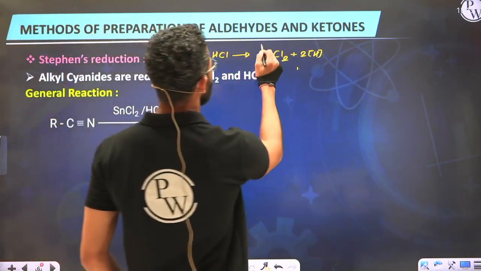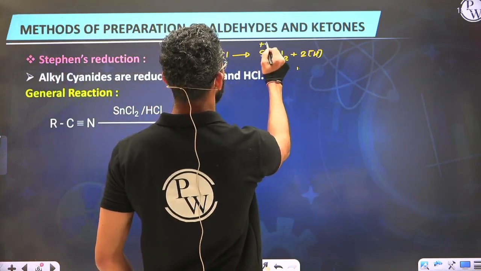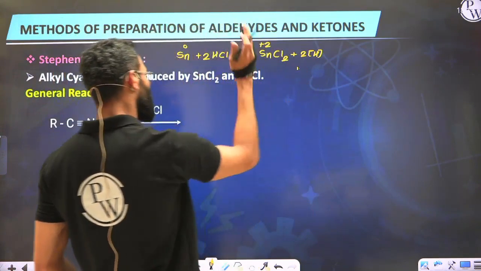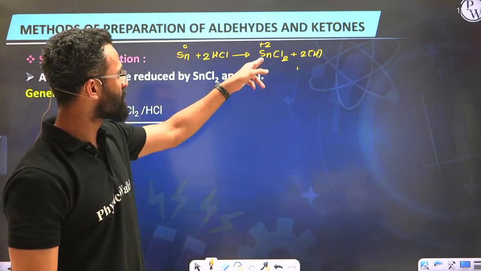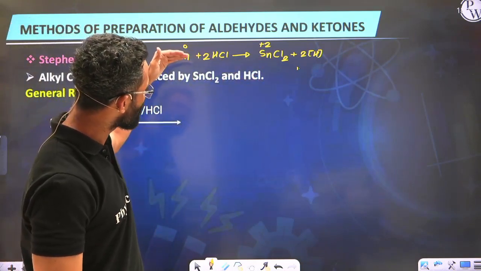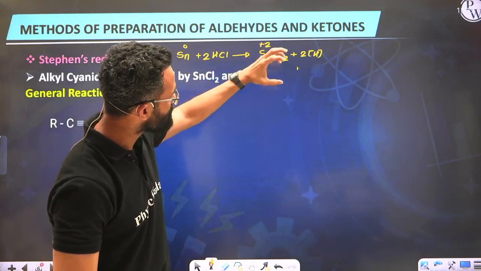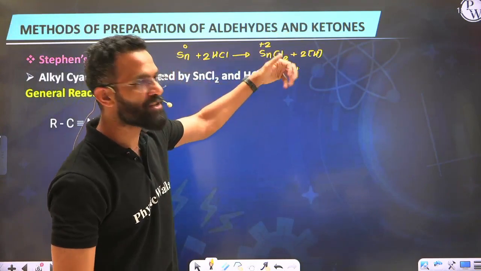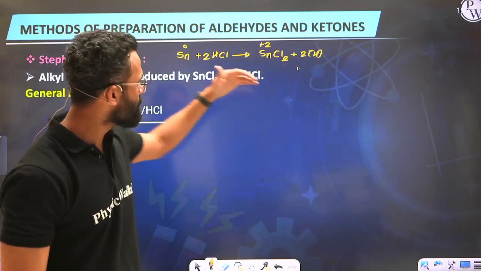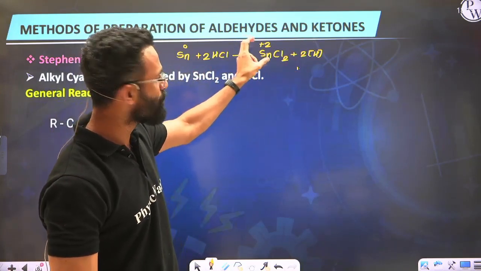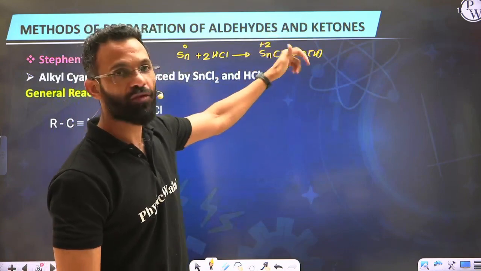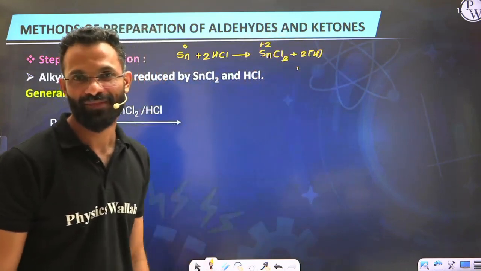Let me tell you here, tin has been converted to the +2 oxidation state, which is the stable oxidation state of tin. If this is the stable oxidation state of tin, the reaction would always want to go in the forward direction and produce the nascent hydrogen atom irreversibly. Irreversibly meaning you are going to get the nascent hydrogen because the product obtained is more stable. So you get an excess of such nascent hydrogen.